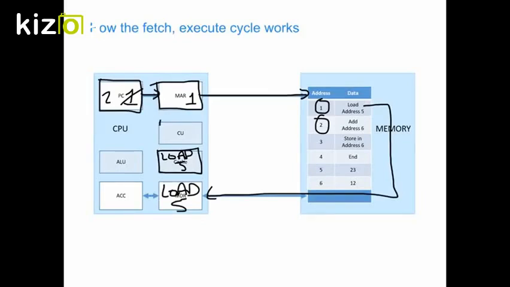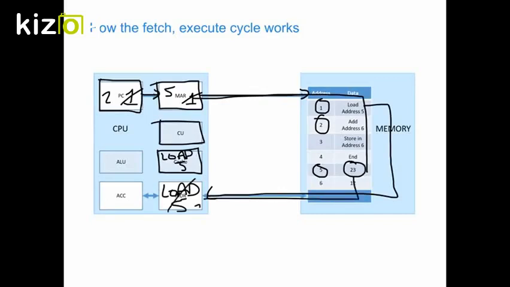Now the control unit is going to decode this instruction, load 5, and realise that we've got to actually go and fetch a value from address 5 in the memory. So the memory address register is going to change its value to 5, and we're going to fetch what's in address 5, which is 23, down into the MDR. So the MDR would now contain 23, and we can put a copy in the cache as well, so that we don't need to get that data later again if it's needed very soon afterwards.